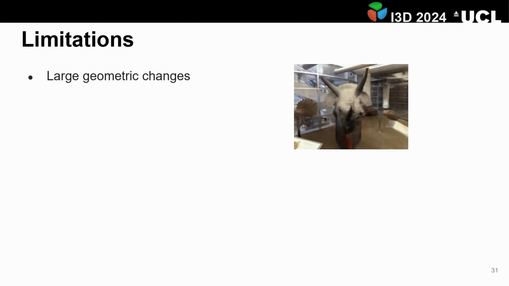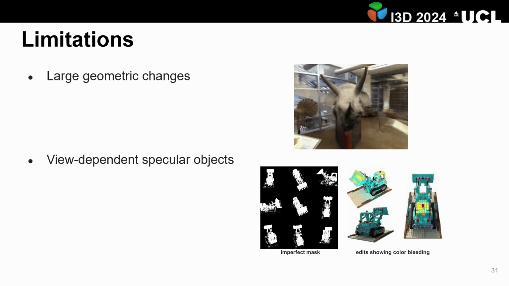And our method also has limitations. Firstly, we're limited on geometric changes, and this is a general challenge in NeRF editing. Secondly, our method is limited in view-dependent scenarios, which can lead to imperfect 2D and 3D masks, and finally lead to imperfect NeRF edits.